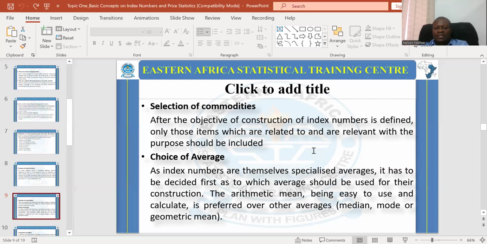Choice of an average also is another problem. Yes, we know it is a specialized average. So we should know which average to use. Most of the time we are using the common arithmetic mean, just because it is easy to use and maybe to calculate. So it is most often preferred as the average, but in some cases, maybe the geometric mean can be the best. So it depends on the problem you have ahead.